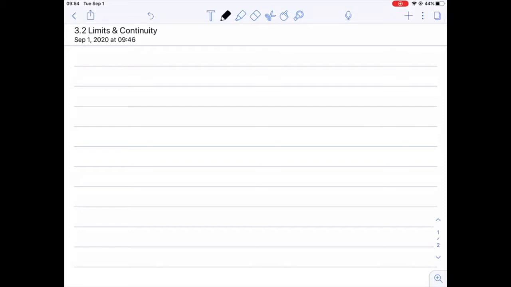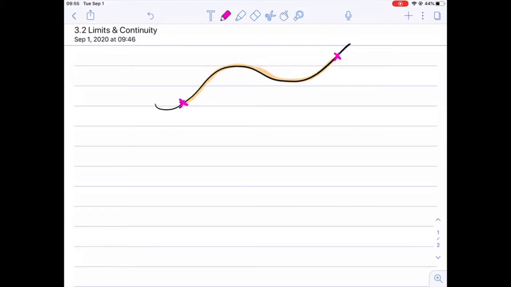A function is continuous if we can graph that function without the need to pick up the pencil. We can start at any point here, let's say at this point, and graph without the need to pick up the pencil. We can reach any other point here without the need to pick up the pencil. So that's what we mean by continuity intuitively. But what do we mean by continuity mathematically?